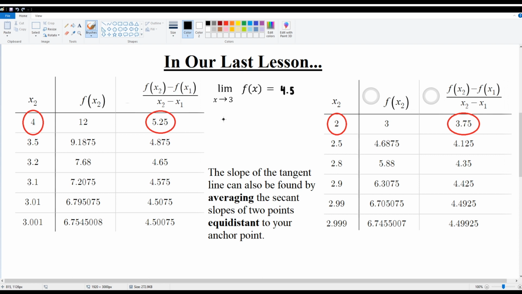It is worth noting, though, that if you were to actually take an average of these two slope values by adding them up and then dividing by 2, the answer that you would end up getting is the same 4.5 that we found for the limit here. 5 plus 3 is 8, and 0.25 plus 0.75 is another 1, so this is 9 divided by 2. The same thing will happen if you take any two slopes from the different sides of the function that are equidistant from each other and take an average. You'll always end up getting 4.5.